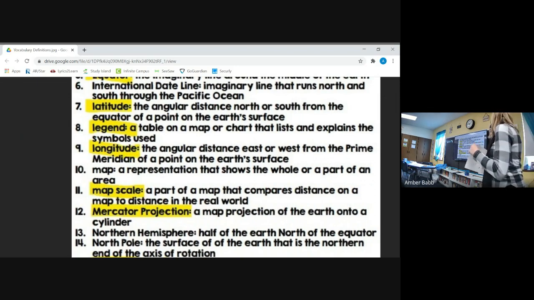So a map scale helps you compare something that you can measure on the actual map, like using a ruler, versus what that measurement is equal to in real life.